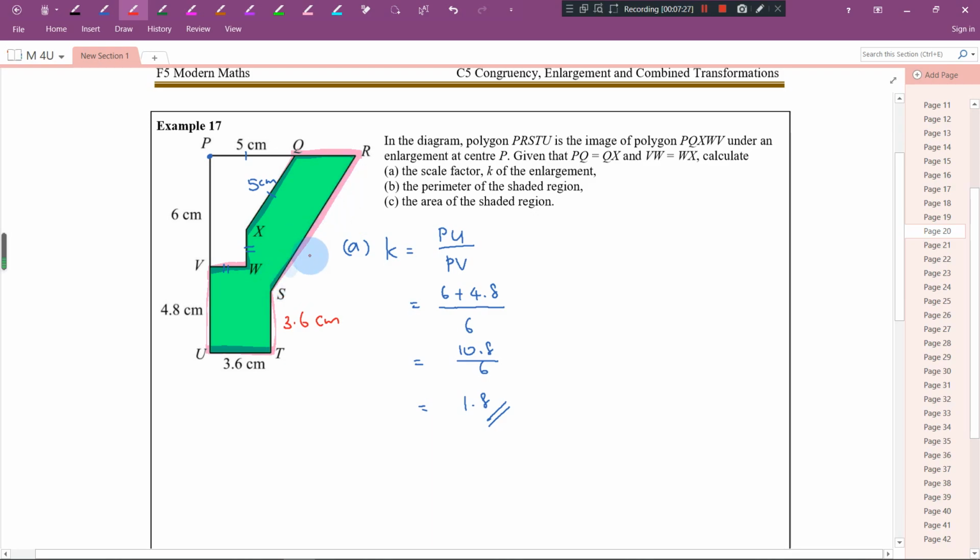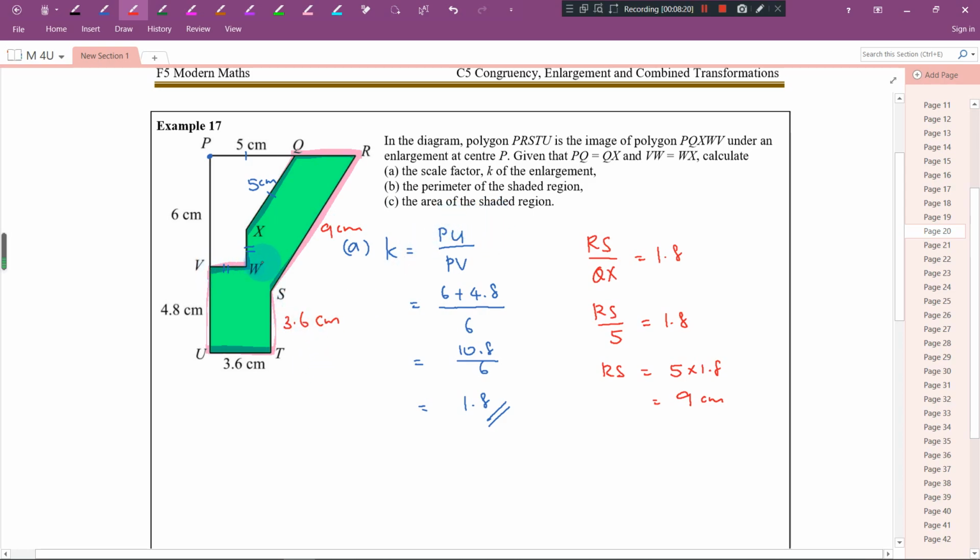So how about RS? The scale factor is k. How do we get the scale factor? We take the image divided by the corresponding side of the object, here, QX. This will give us 1.8, right? So RS we don't know, we need to find out. QX we know, which is 5. Okay, so RS is equal to 5 times 1.8, 9. Okay, we know that RS is equal to 9 centimeter.